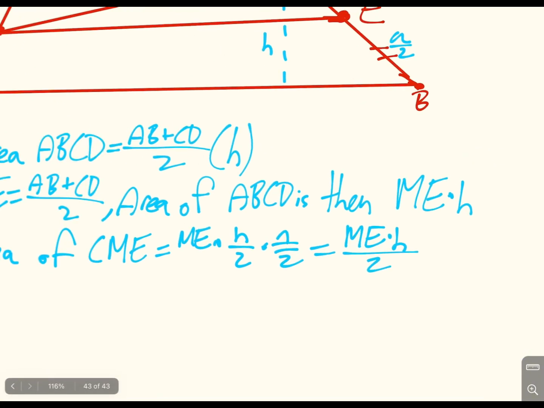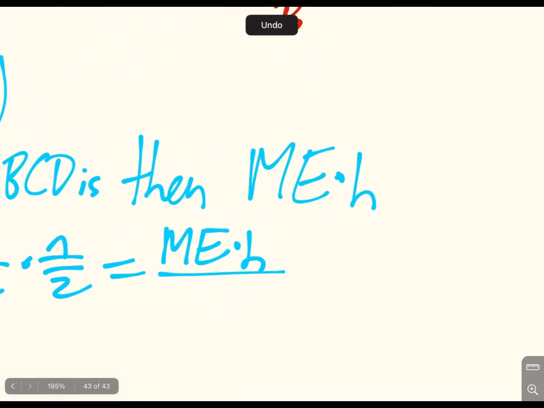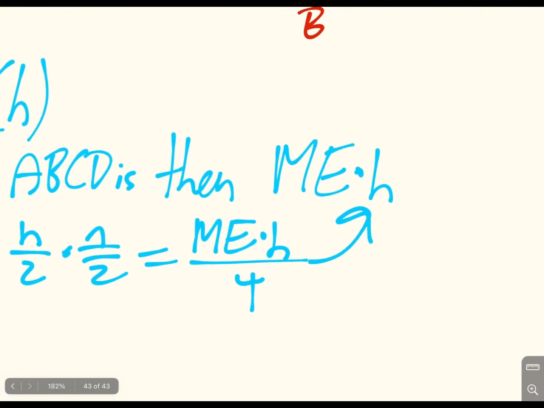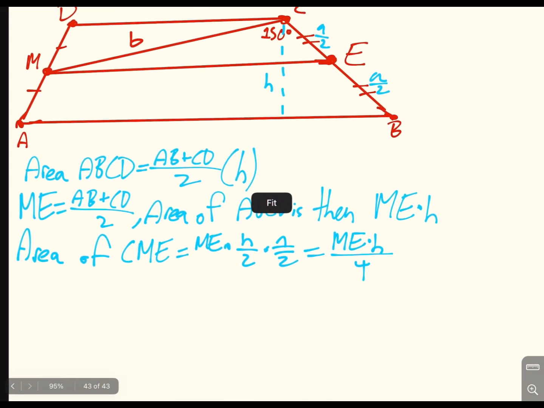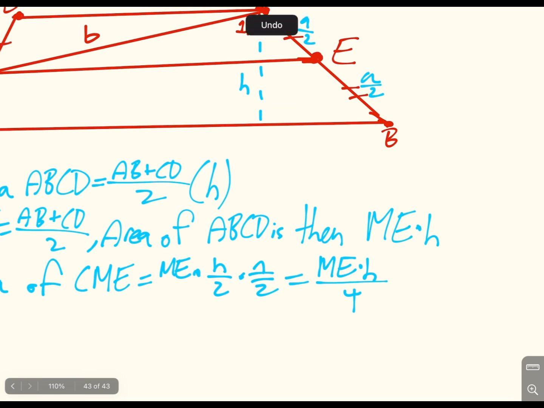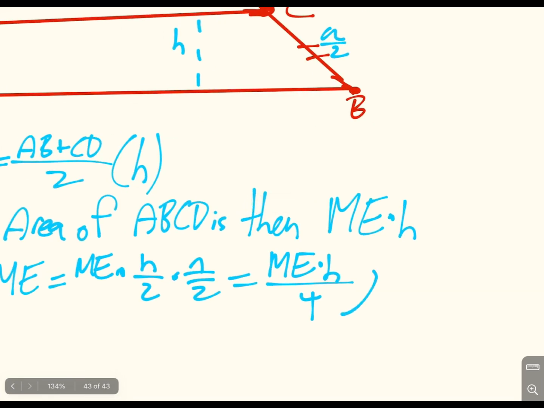And you can already see how this is starting to connect a little bit with the area of ABCD. I meant to draw 4 here, but you can see how this triangle's area is going to be 1/4 of the area of the whole trapezoid. It's just a quarter.